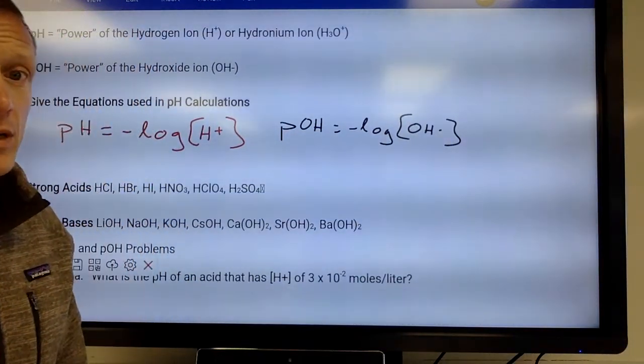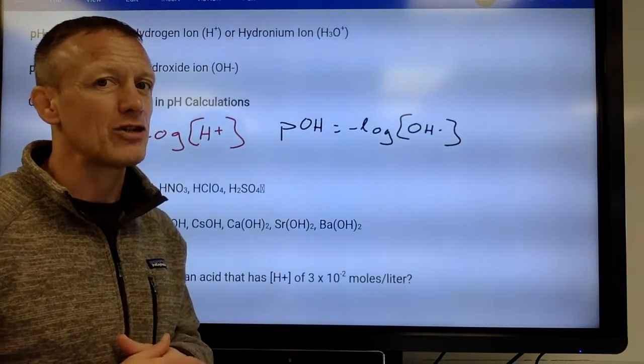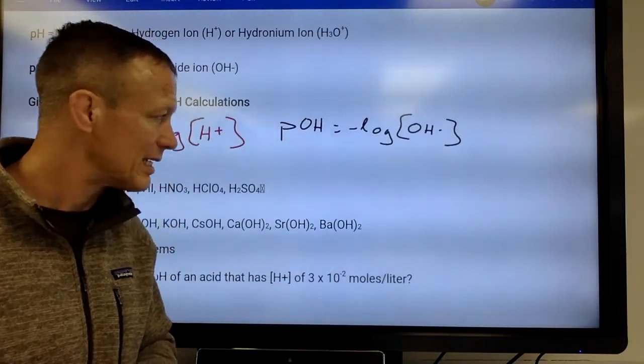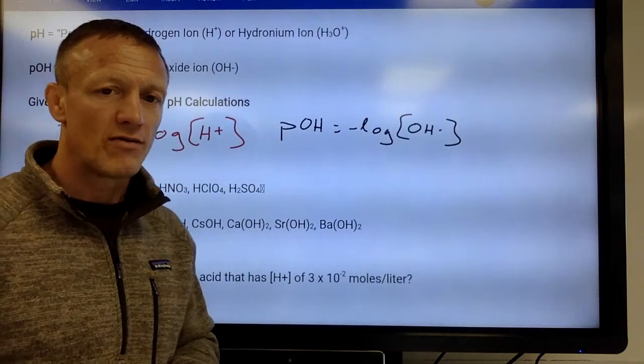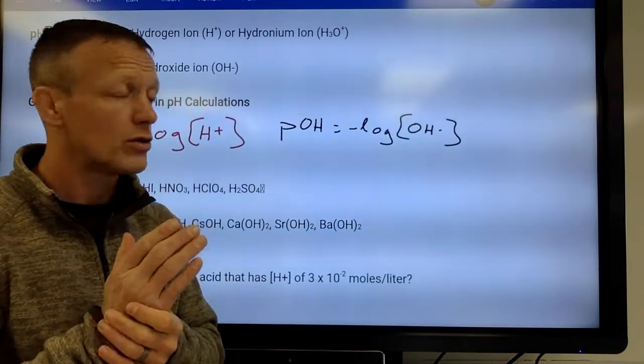If you know the pH scale, it goes from 0 to 14. Actually, you can have a negative pH, and you can have a pH greater than 14 as well. Very low is acidic, very high is basic. Right in the middle, 7 is neutral.